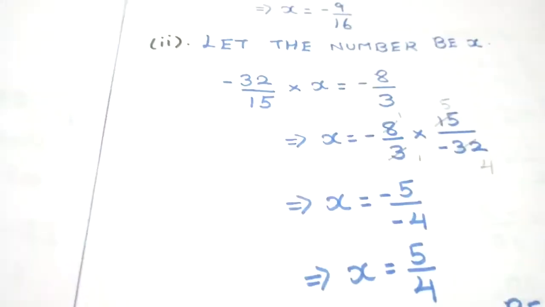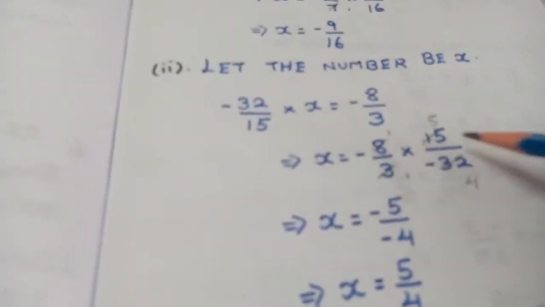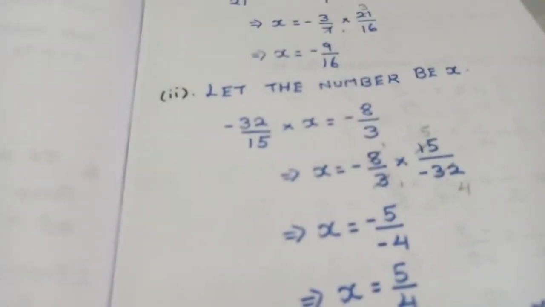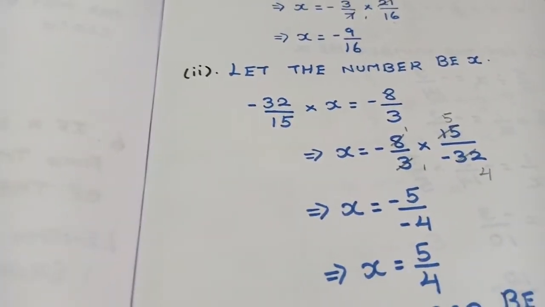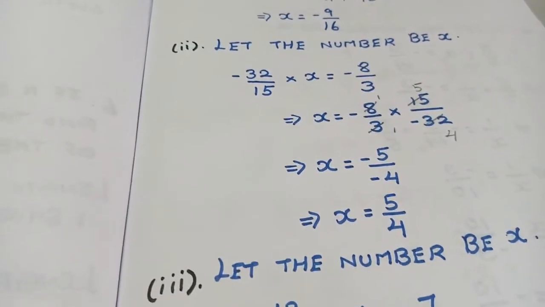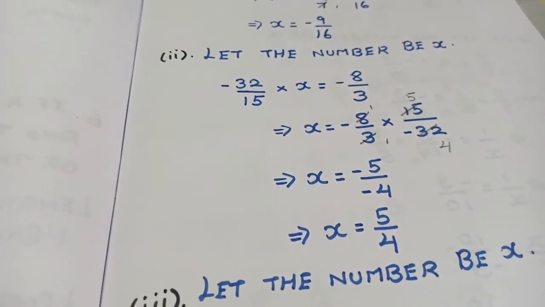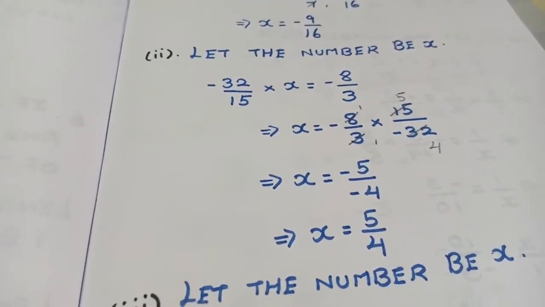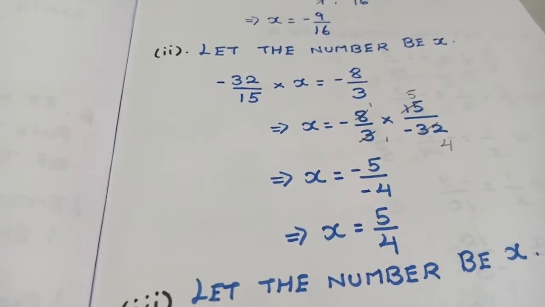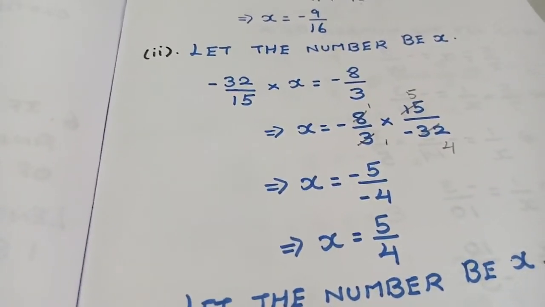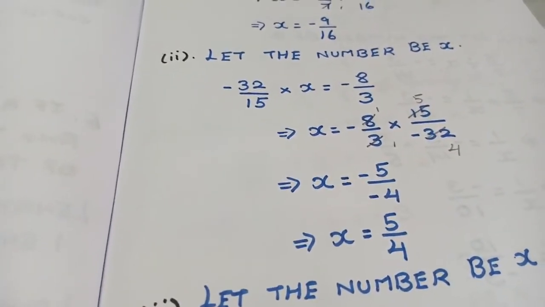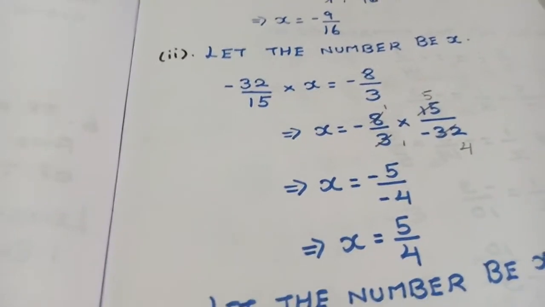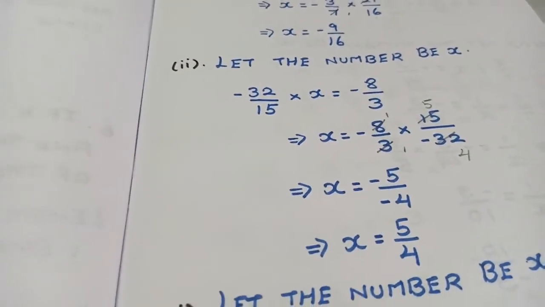32 by 15 into x, from left to right if you move, it will become 15 by 32. So that is the concept they are telling here. 15 by 32. Cancel the terms. With the sign, you are going to check it. After calculating, you are going to get the answer as minus 5 by 4. x is equal to minus 5 by 4. If you want, you can check and see. Minus 32 by 15 into minus 5 by 4. If you simplify and see, definitely you will get the answer as minus 8 by 3. If you want, you can cross check the sum. The same way, you are going to do the remaining two sums.